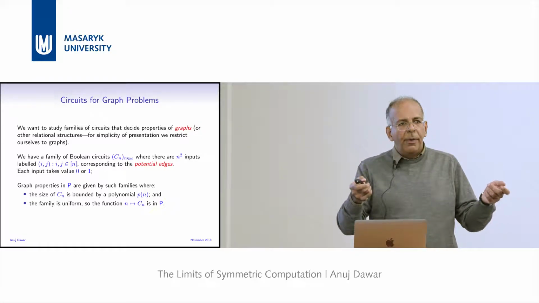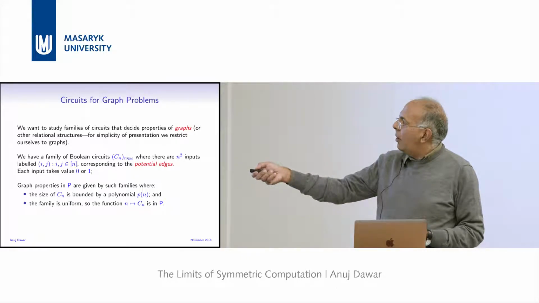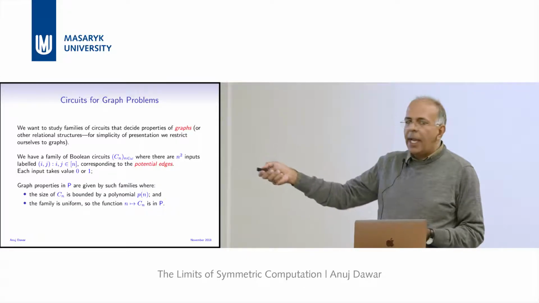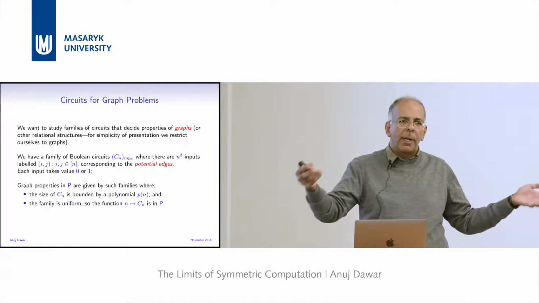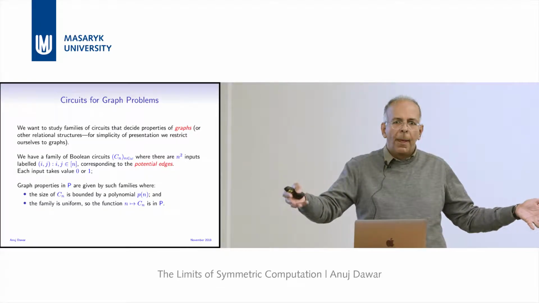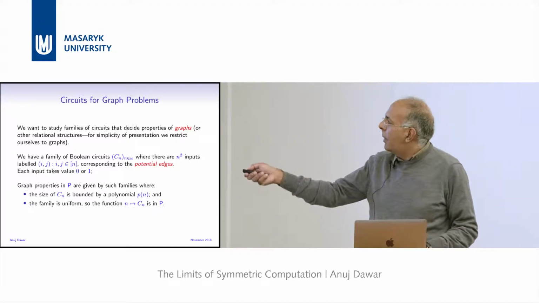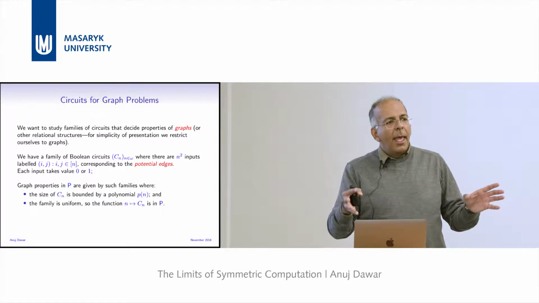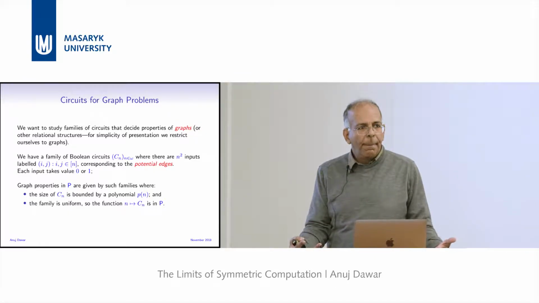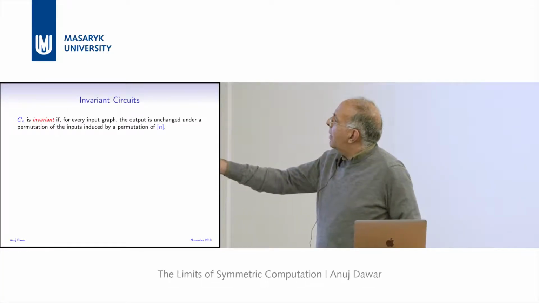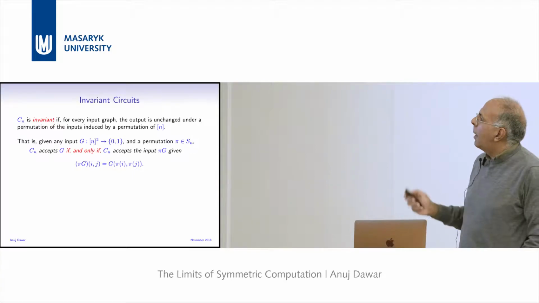The input is a graph, right? Now, the inputs are ij, representing vertex i and vertex j. i and j are numbers. What if I just reorder the vertices of the graph in a different order, but it's the same graph? Okay, that's applying a permutation to the inputs corresponding to a permutation from n. But it's the same graph, so the result of the computation should be the same. So we say that the circuit is invariant if the output is unchanged under a permutation of the inputs induced by a permutation of n.